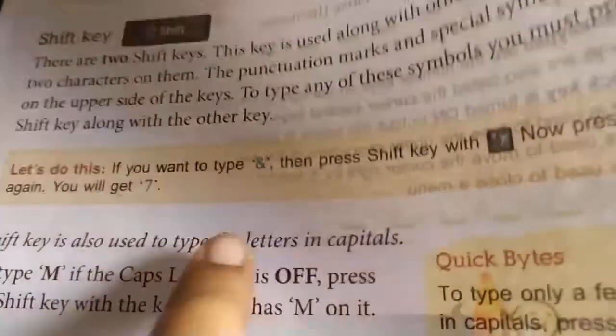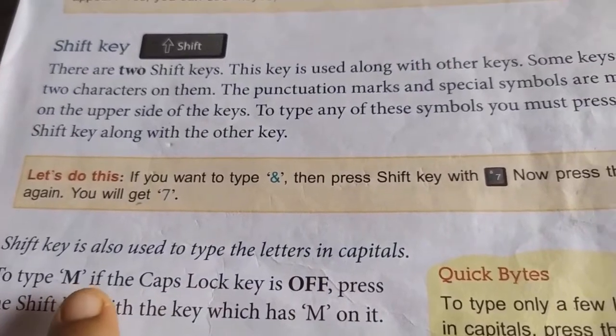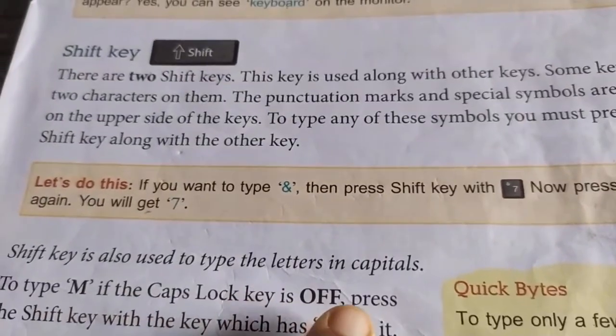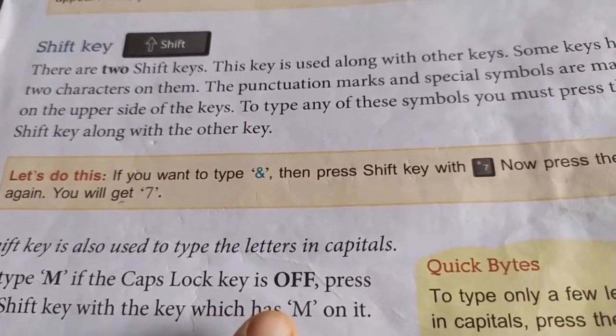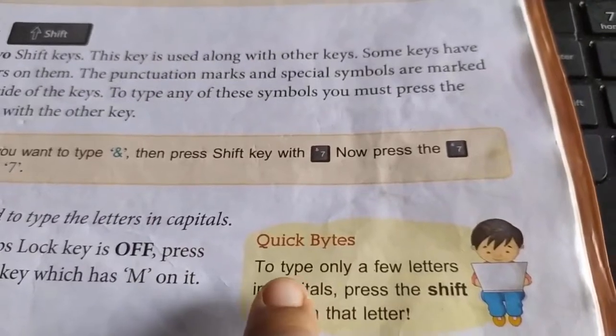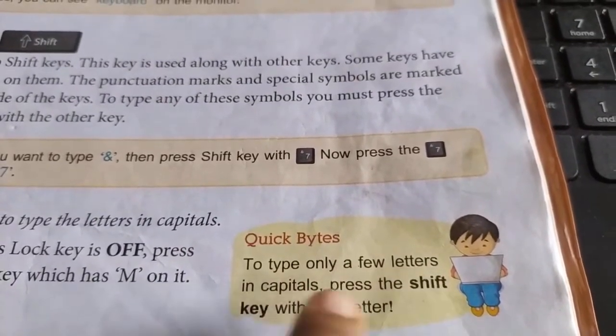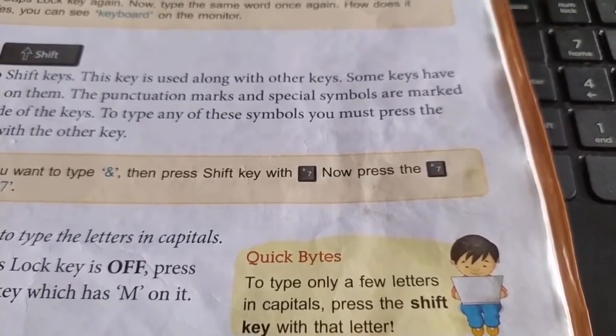Next, shift key is also used to type the letters in capital. That means whenever we type M, if the caps lock key is off, if we press the shift key with the M key, it will be in the capital letter. Quick bite. To type only a few letters in capital, press the shift key with those letters.